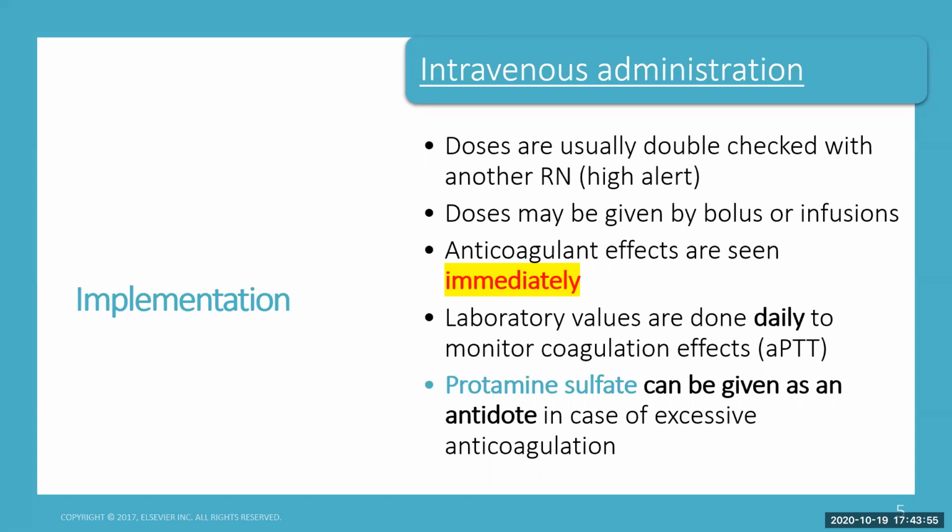They can be a bolus infusion, an IV push, or a drip. When you give an IV, your anticoagulant effects are immediate. So just remember, if it's an overdose, you're going to have a problem. And we will at least daily, if not every 6 hours, monitor their coagulation to see if it's therapeutic, or maybe it's a little too therapeutic and we need to dial back on that.